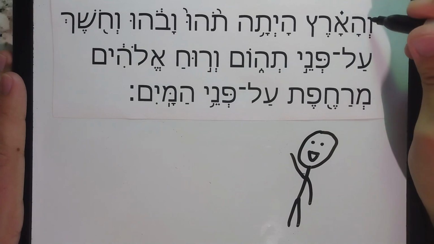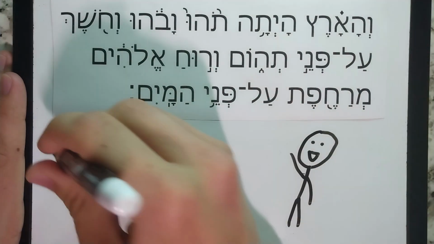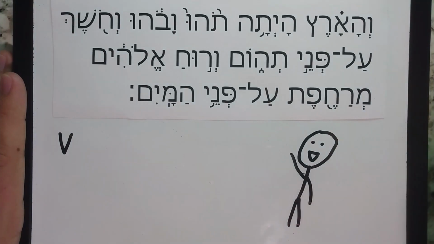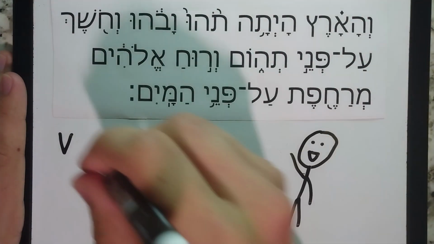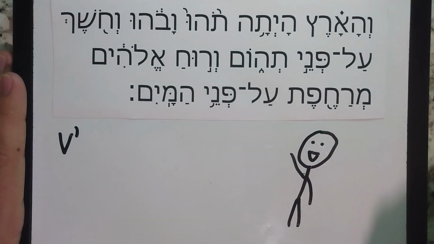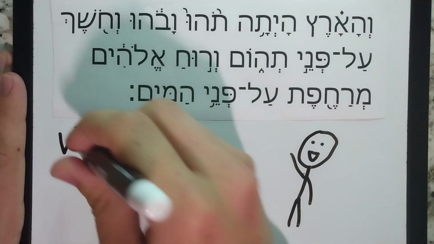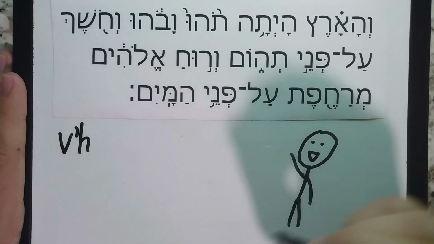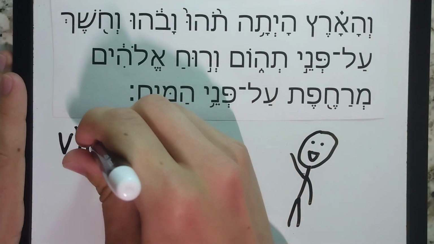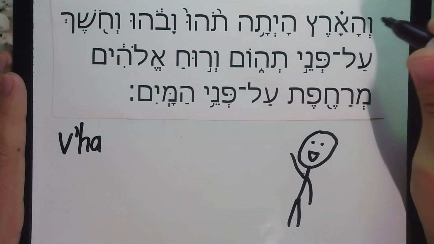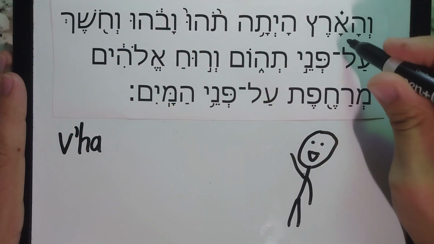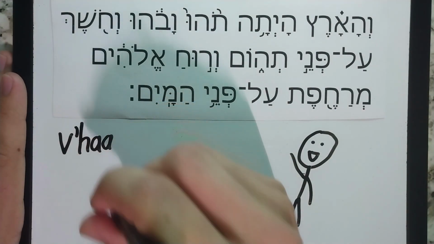We'll start reading on the top right, where we see a vav, which makes the v sound, and under the vav there is a shva. Shva ends the syllable, v. Next we have a letter hey, which makes the h sound, and under that is a kamatz, which says ah. After that is an aleph, which is silent, and under that is another kamatz, which again says ah.